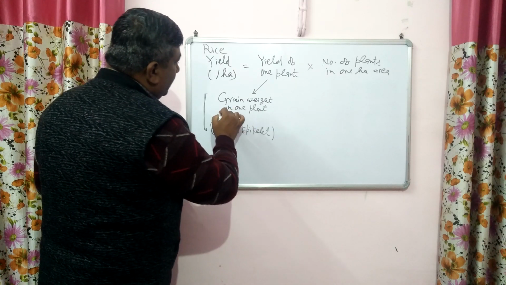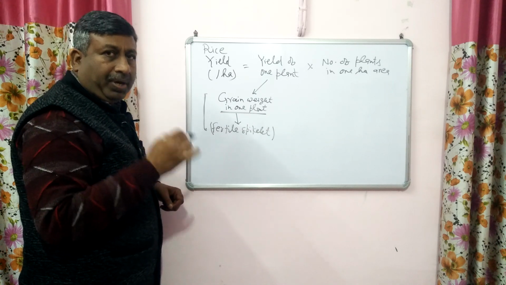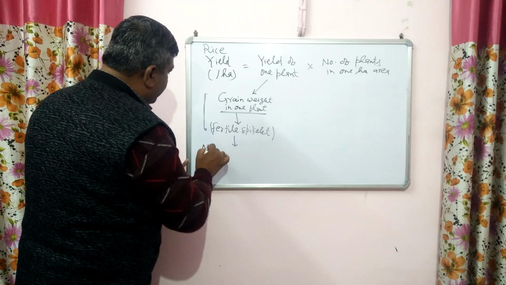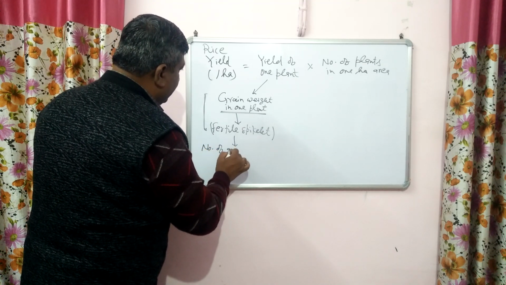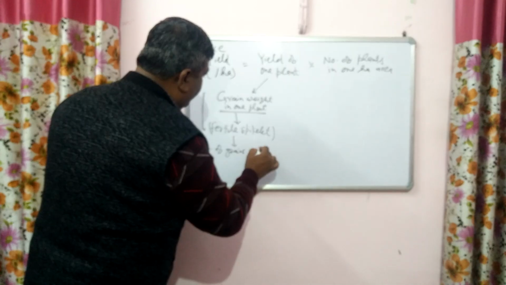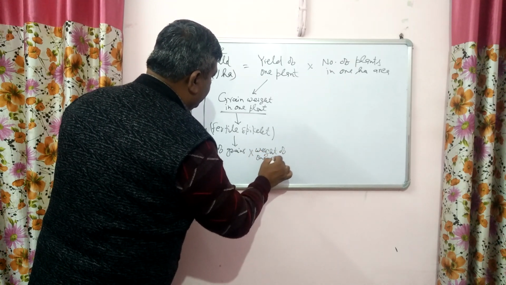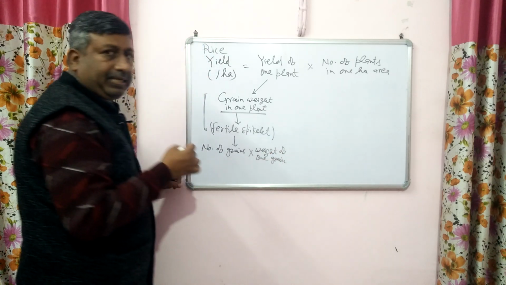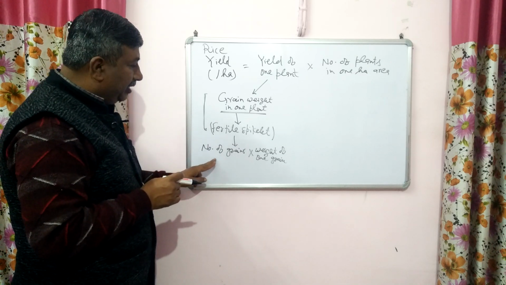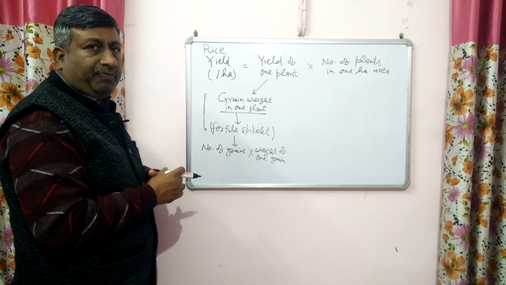So first we have to determine what the grain weight in one plant is. And the grain weight in one plant is simply the number of grains, how many grains there are, then the weight of one grain. This is a simple basic thinking, basic concept. If we want to know the grain weight, first determine the number of grains, then the weight of one grain. So how is the weight of one grain determined?